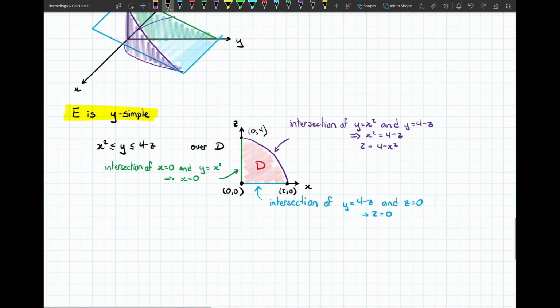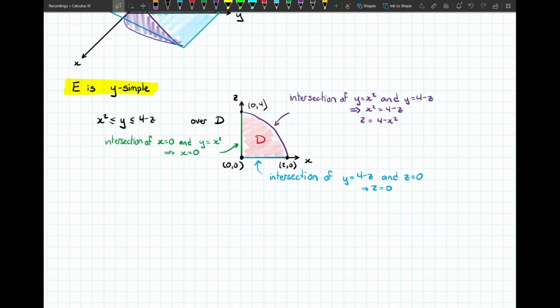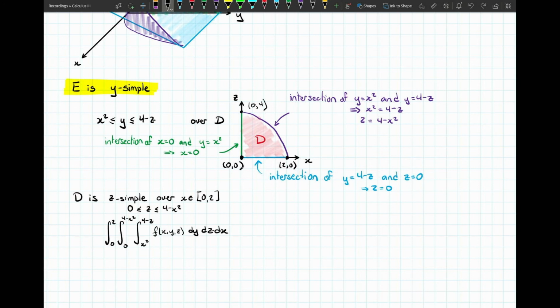Now we're ready to try setting this up maybe as z simple, since this particular purple curve was best represented in the form z as a function of x. Our interval for x ranges from 0 to 2, and our boundaries for z go from this blue function, z equals 0, up to this purple function, z equals 4 minus x squared. And that gives us our boundaries on z and x, with our initial boundary here for y from x squared to 4 minus z. That gives us the order dy, dz, dx.